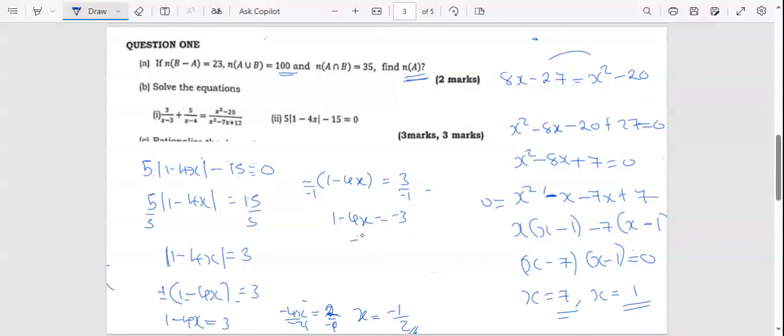So we take the 1 to the other side. So that would be negative 4x is equal to negative 1 minus 3, which will give us negative 4 when that one goes to the other side. Then divide throughout by negative 4, so that will give us x is equal to what? You cancel that, that will give you 1. They are both negatives. So that's about that one.